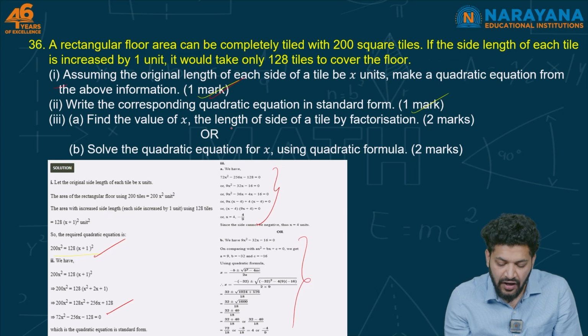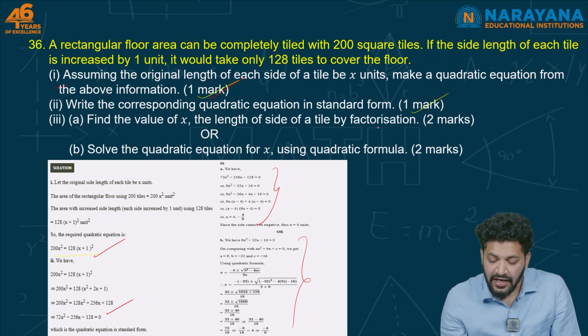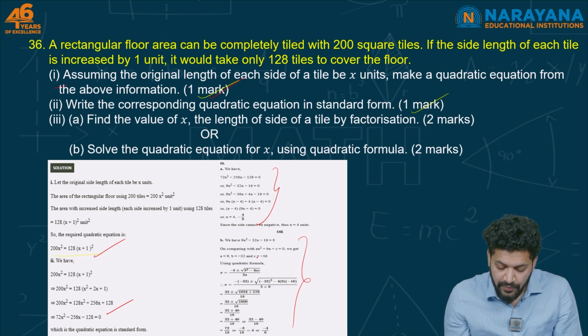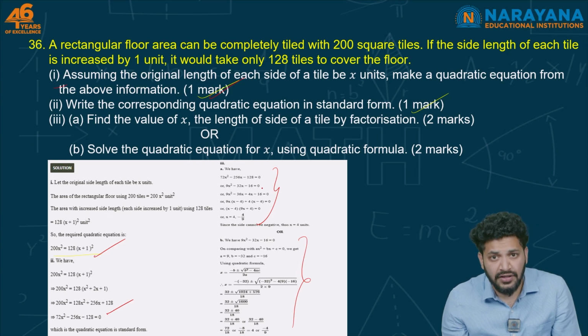Find the value of x, the length of the side of the tile, by the factorization method. Or the other question: solve the quadratic equation for x using the quadratic formula. If you are comfortable using the quadratic formula, you can use this method. If you know both, well and good. You should write this sum and this sum.